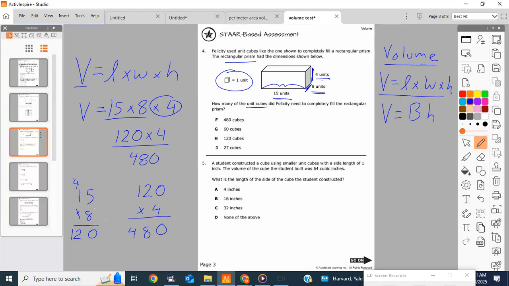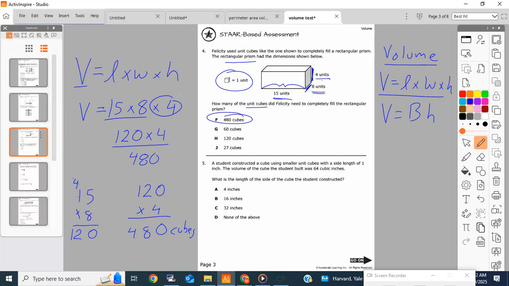And it's asking how many cubes. How many of the unit cubes did Felicity need to completely fill the rectangular prism? So that's 480 cubes. And our answer, right there, 480 cubes. Okay, so now let's take a look at problem number 5.